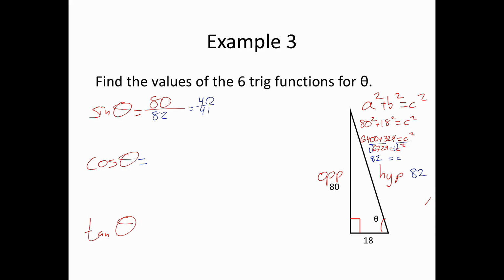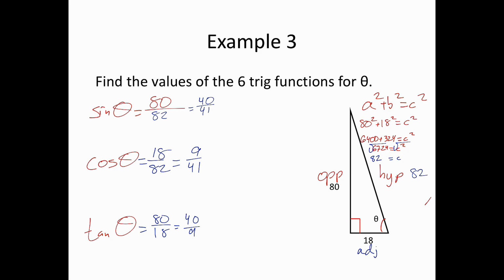The cosine is the adjacent side, 18, divided by the hypotenuse, 18 over 82. Divide both of those by 2, we get 9 over 41. Tangent, the opposite side, which is 80, over the adjacent side, which is 18. Both of those divisible by 2, we get 40 over 9. Sorry, I never labeled the adjacent side. I labeled the opposite and hypotenuse. I never labeled the adjacent.